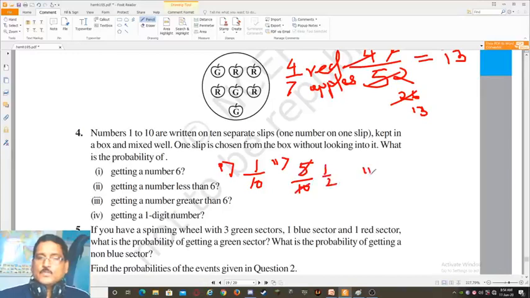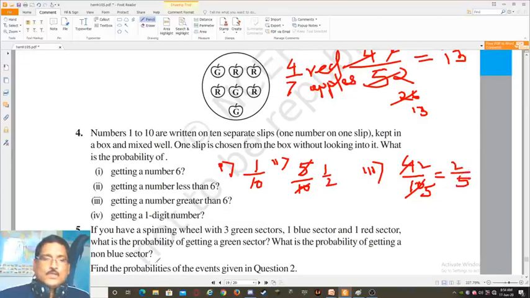Question number 3, getting a number greater than 6. Greater than 6 means 7, 8, 9, 10. 4 by 10. After cutting, I am getting 2 by 5. Getting a one-digit number: one-digit numbers are what? 1 2 3 4 5 6 7 8 9. So the favorable outcome is 9 and total outcome is 10.